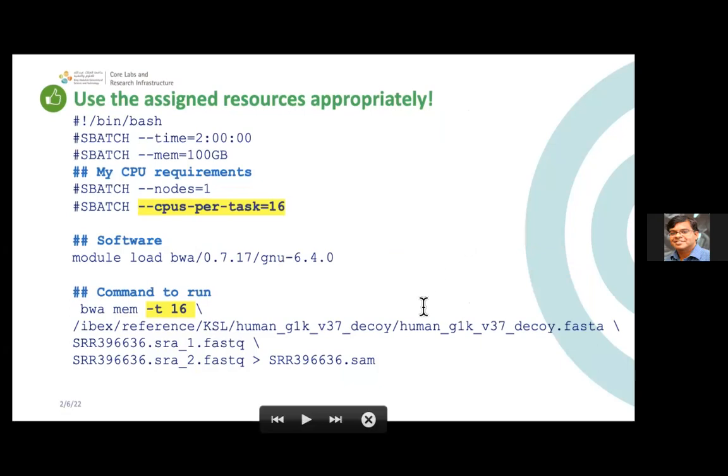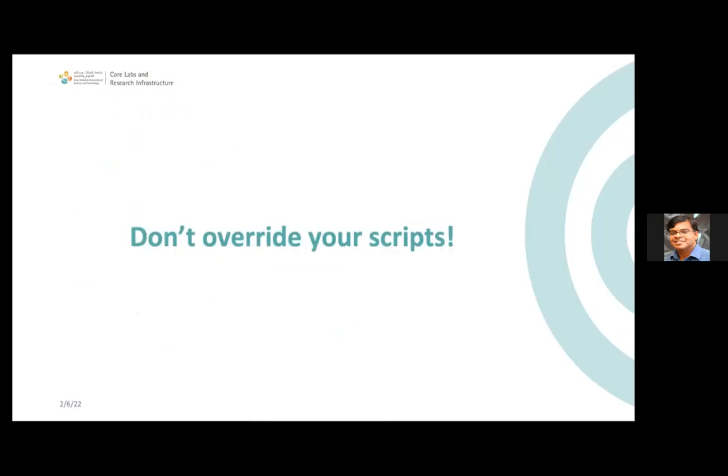This is an example of how to use the number of threads in a bioinformatics workload. Here, as you can see, I specified CPUs per task as 16. The CPUs per task value should match the command line argument. BWA-MEM is one of the genome aligners, right? In the genome alignment, I am specifying the number of threads as 16. This should match the CPUs per task parameter. Then your scalability and performance will be much better when you are running a bioinformatics workload.